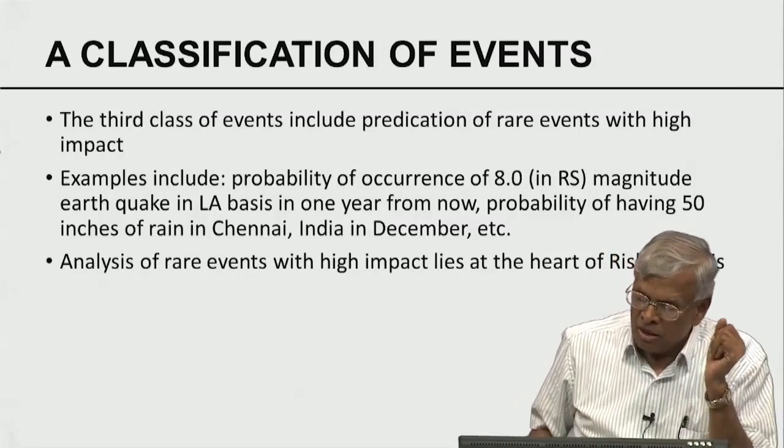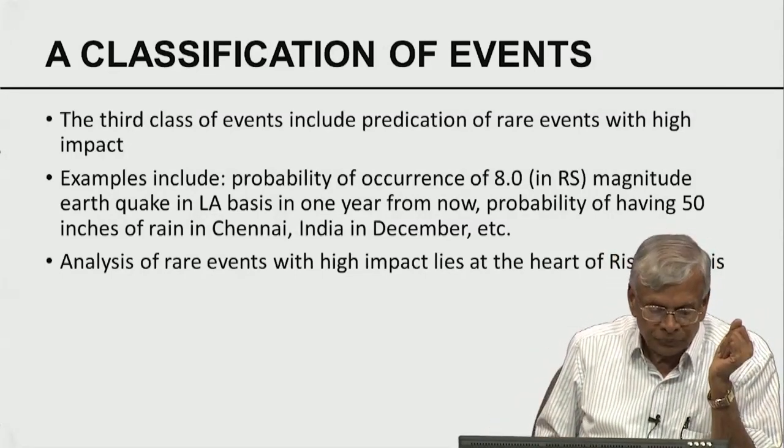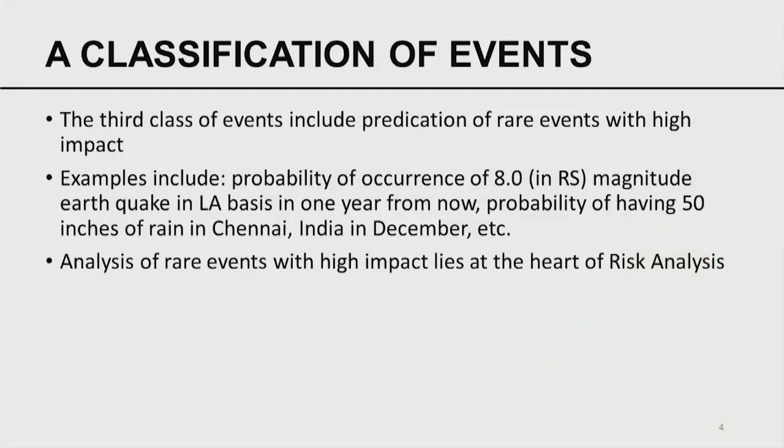The next class of events is the prediction of rare events. Rare events with high impact. For example, we recently witnessed a high impact rain event that affected certain parts of the state of Tamil Nadu. It is rare in the sense that it is considered to be a 1 in 100 year event. The impact is very high because of continuous rain for several days that led to heavy flooding that caused immeasurable misery to several segments of the community.